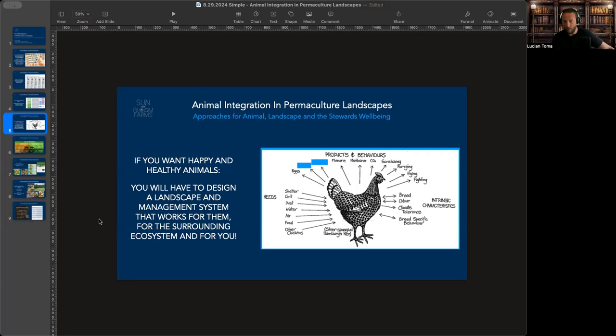But back to this, if you want happy and healthy animals to really work well, you have to design things that work for them. So designing spaces that make their natural life as easy as possible. So for example, at my place here, we're having a problem because the system doesn't work really great for us anymore. And we have to make a pretty big effort right now to make it work for us. Right now, it works really well for the chickens and the ecosystem.